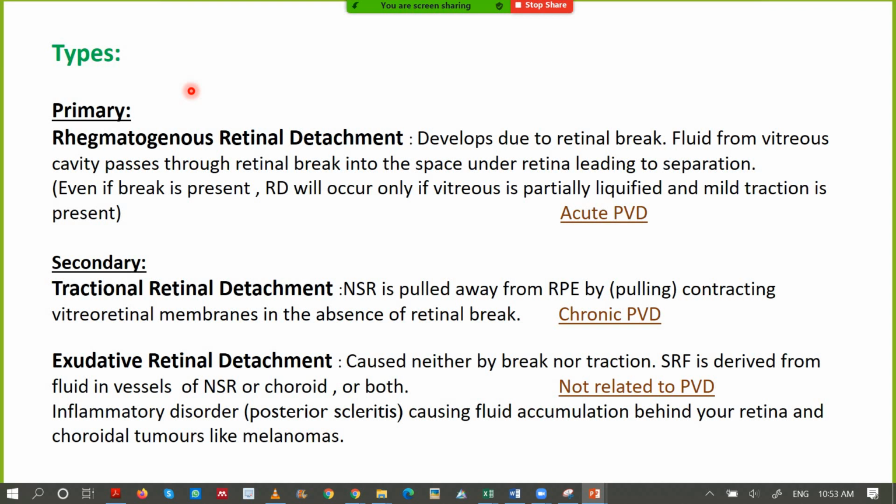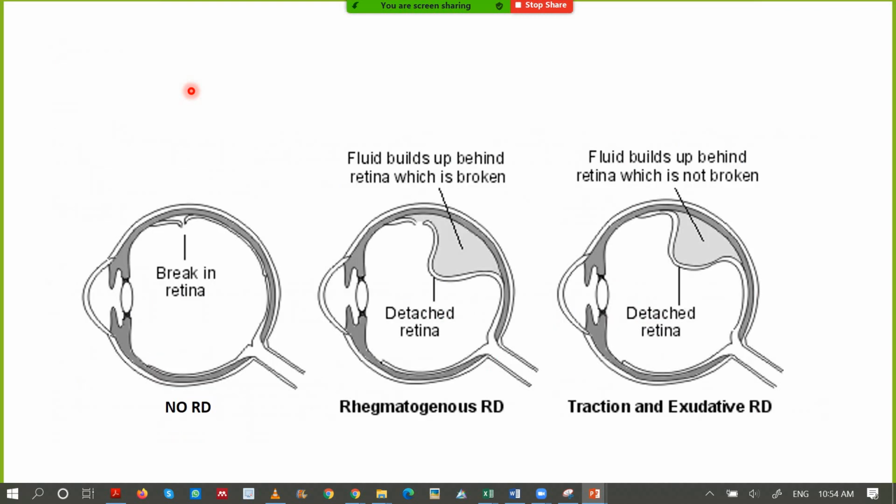Whereas in exudative detachment, if there is a leakage in the blood vessels within the retina, that is going to cause the layers to separate. So that is a major cause of retinal detachment. This is a major difference between rhegmatogenous and exudative retinal detachment. I think this image would give you better detail.